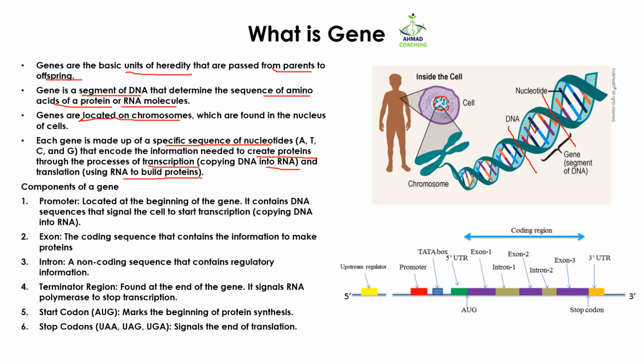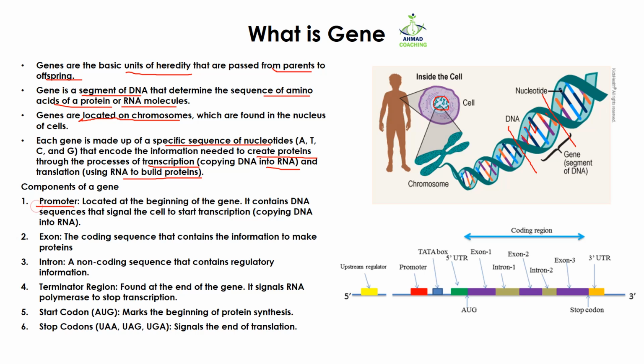A gene is a specific segment of DNA which contains instructions to form protein, and that protein is formed by the process of transcription and translation. When we look at the components of a gene, or what a gene is made up of in detail, and how it works to form protein, there are 6 basic components of a gene. It starts with the promoter.